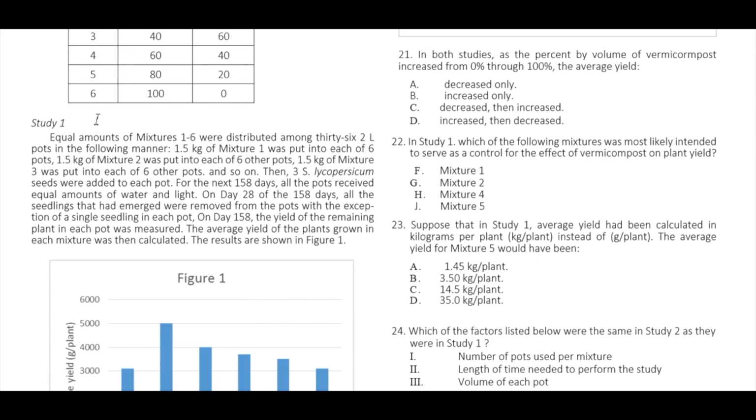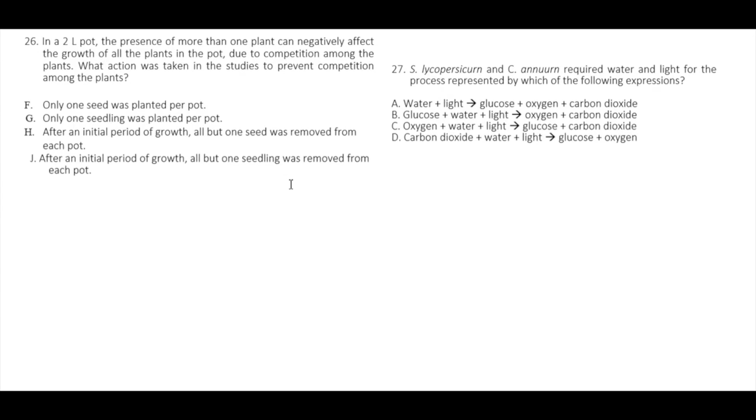Alright, so in this dense block here for study 1, we can skim through here. On day 28 of the 158 days, all the seedlings that had emerged were removed from the pots with the exception of a single seedling in each pot. So that sounds very relevant. A single seedling in each pot. Okay, so let's scroll down.